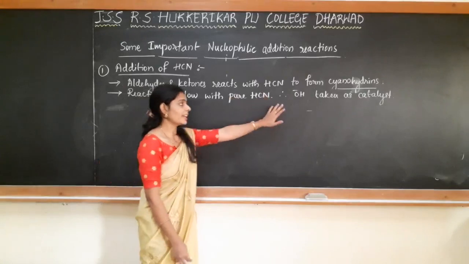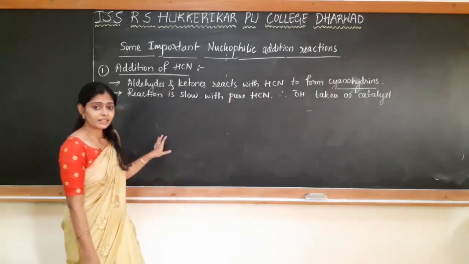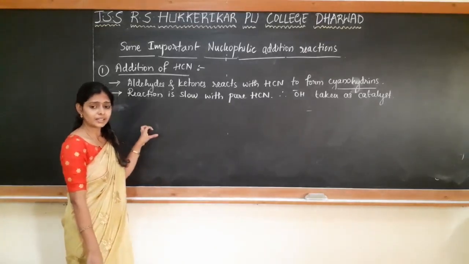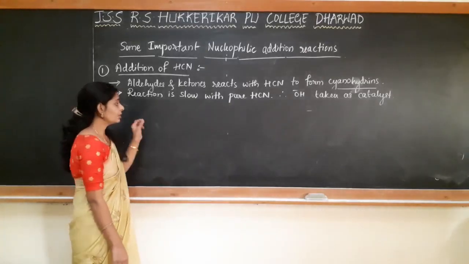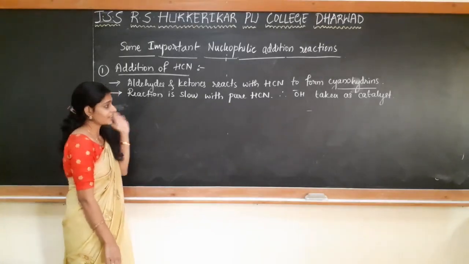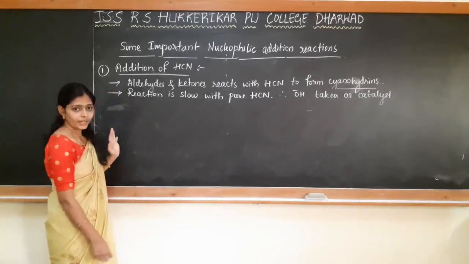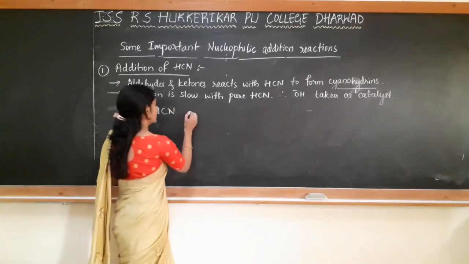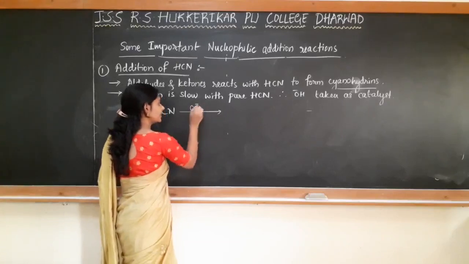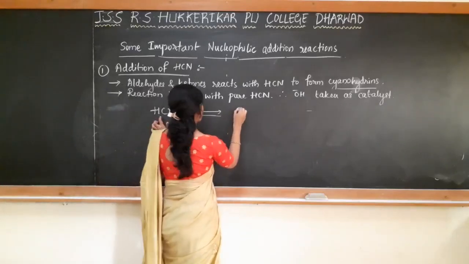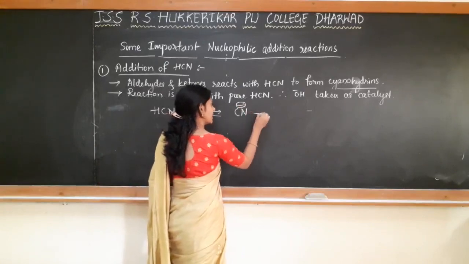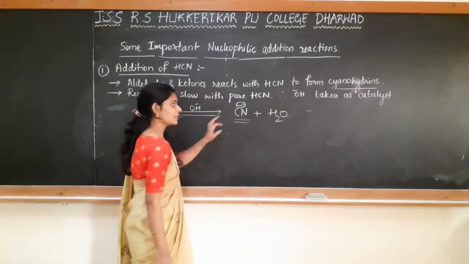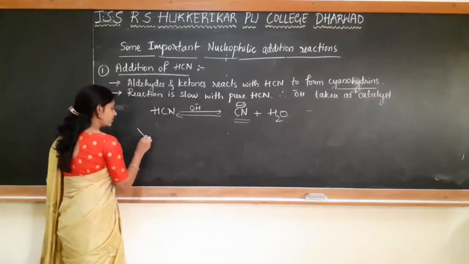We have to use a base that will act as a catalyst so that CN minus will be released very easily, and as CN minus, cyanide is a very good, very strong nucleophile, the addition takes place and we get our cyanohydrin. So how does it take place? See here, HCN, hydrogen cyanide, in presence of a base, releases the nucleophile CN minus and water is released. So this CN minus is the nucleophile which attacks the carbonyl compound.